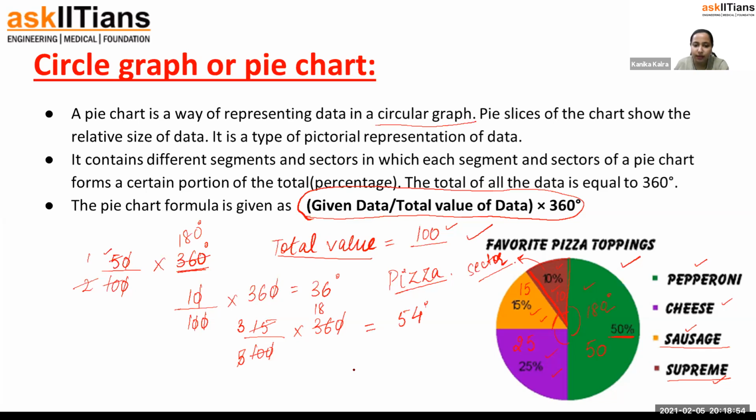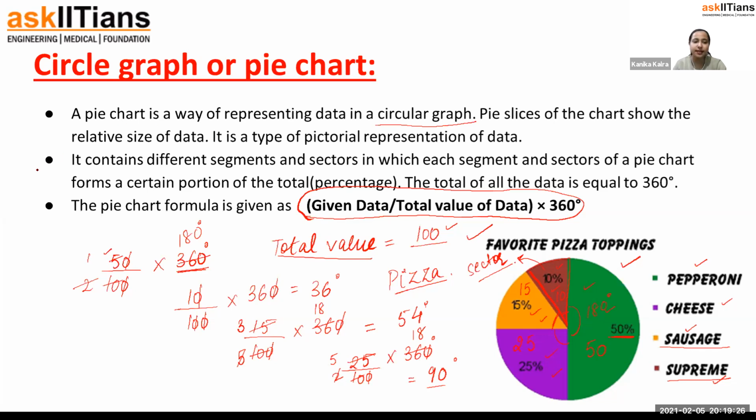Then comes 25%. So 25 is out of 100. You have to find the fraction of the angle, that's 360. So the 0 gets cancelled, 25 and 10 get cancelled by 5 and 2. 36 and 2 get cancelled by 18. So 18 into 5 would be 90. So 90 degrees is the angle. So this is how you calculate the central angle of a pie chart.